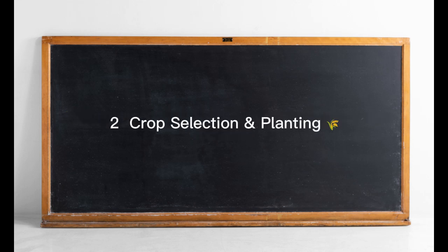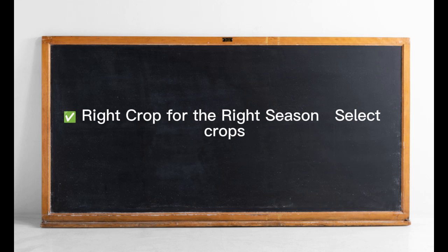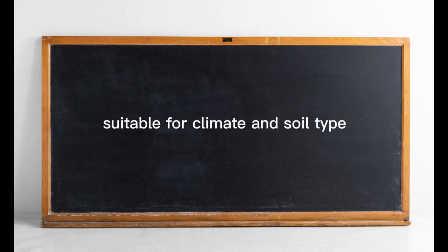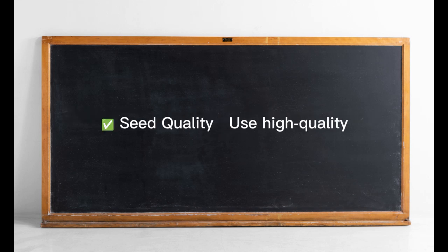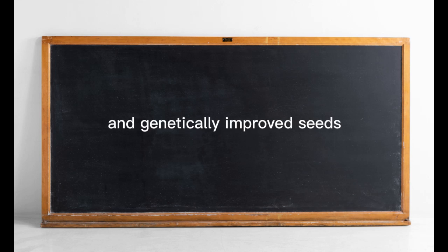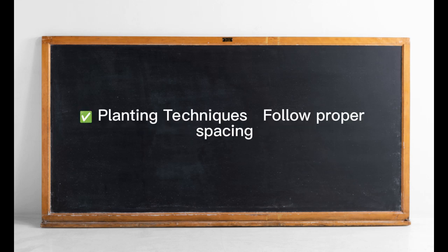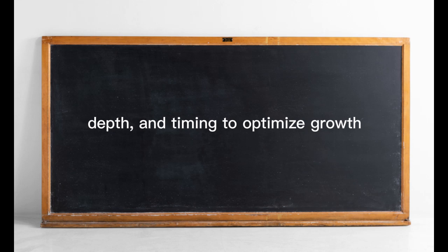2. Crop selection and planting. Right crop for the right season. Select crops suitable for climate and soil type. Seed quality: use high-quality, disease-free, and genetically improved seeds. Planting techniques: follow proper spacing, depth, and timing to optimize growth.